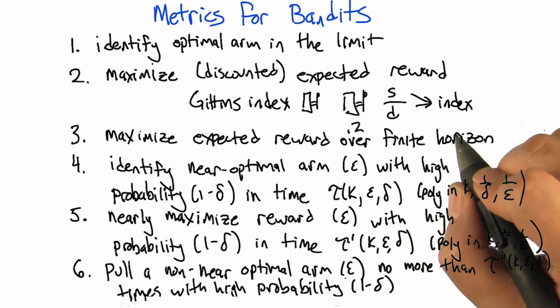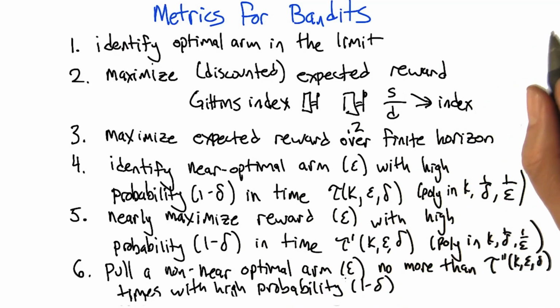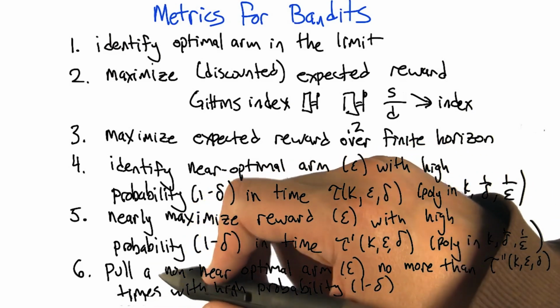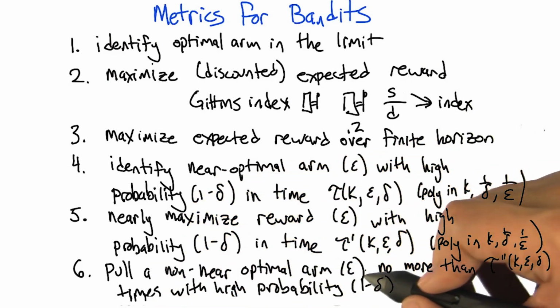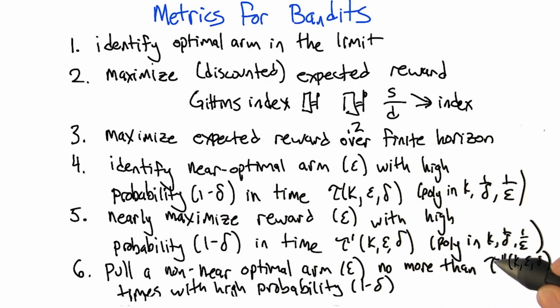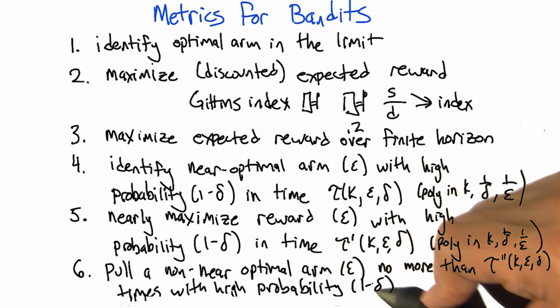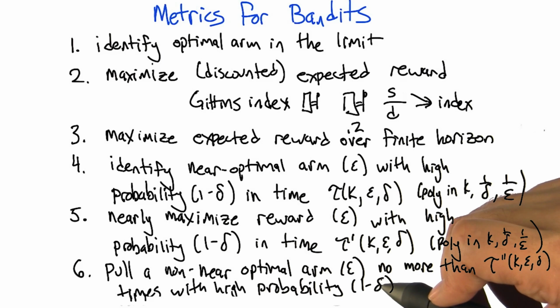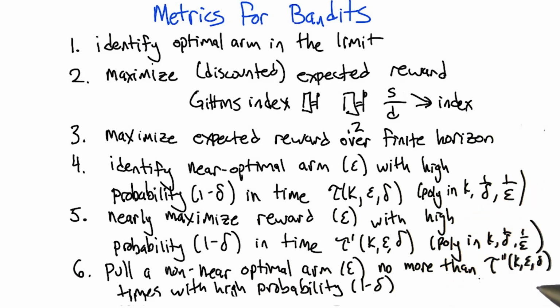There are other possible metrics. There's a very long list of possible metrics, but I just wanted to throw down one more, which is, let's say that we want to pull a non-near optimal arm, epsilon, no more than tau double prime, k, epsilon, delta times with high probability, 1 minus delta. So basically the number of times that you pull an arm that's not nearly optimal is small. And there's no particular time window. It could be over a very, very long time window, but the number of mistaken pulls is really small. Okay, well, that makes sense.